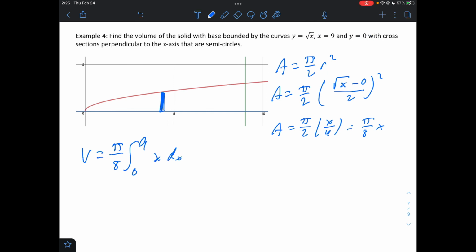All right, and this is a pretty easy one we can do without a calculator, but we're going to try it with our calculator anyway, just to make sure we remember how to do this with our calculator. And our answer would be pi over 8 times 40.5. And if we convert that into an improper fraction, it would be 81 pi over 16.